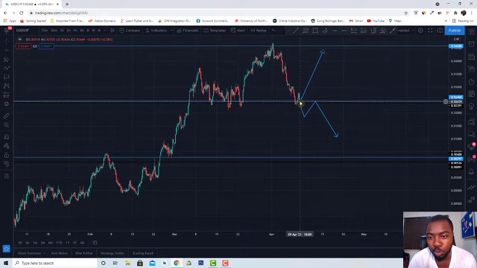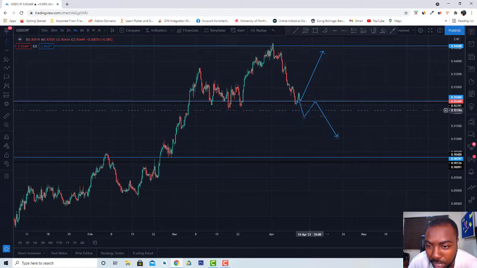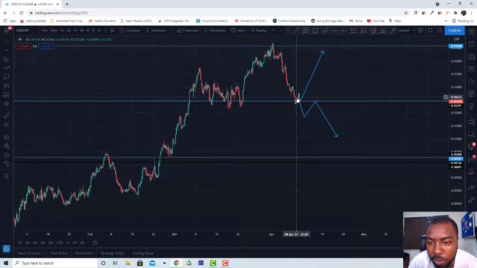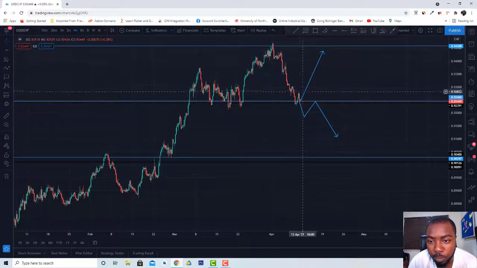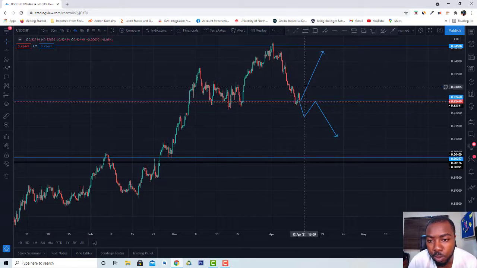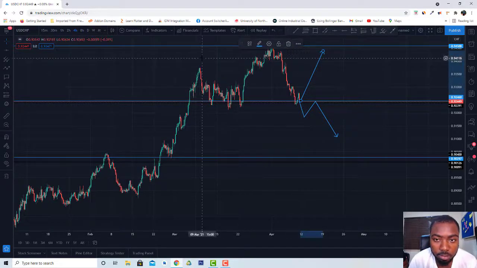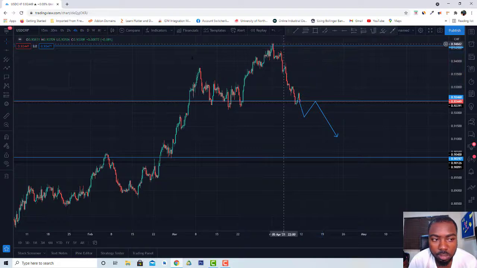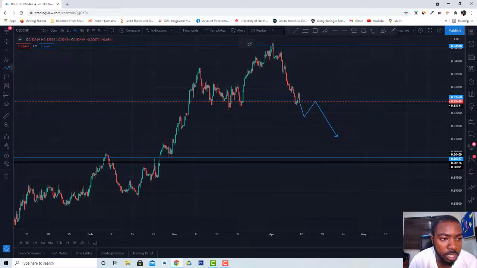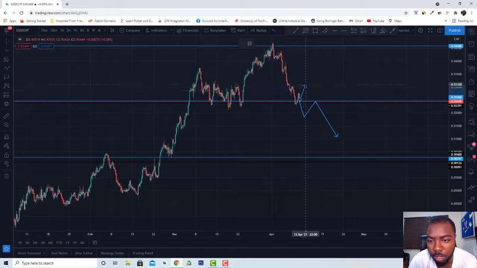You understand? So there are two scenarios here. We are looking for the market to break here and retest and continue downwards. Or if there's a reversal here, now see how you're going to look for your entry on this particular market. If the market starts going up, you don't enter the market. What you do is you look for if the market goes up from here.